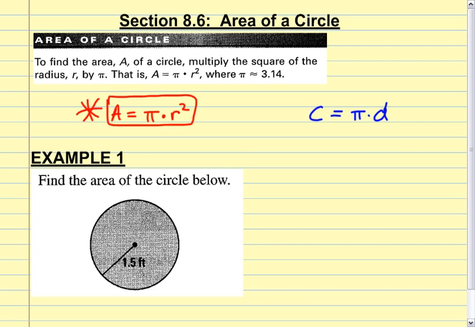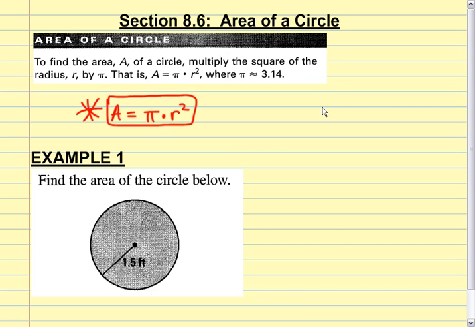Today we're going to add a formula to it. This formula tells us how much space is in a circle. So we know two formulas for circle. We know the circumference, that's pi d, and then today we're going to learn the area. And the area is equal to pi times r squared.